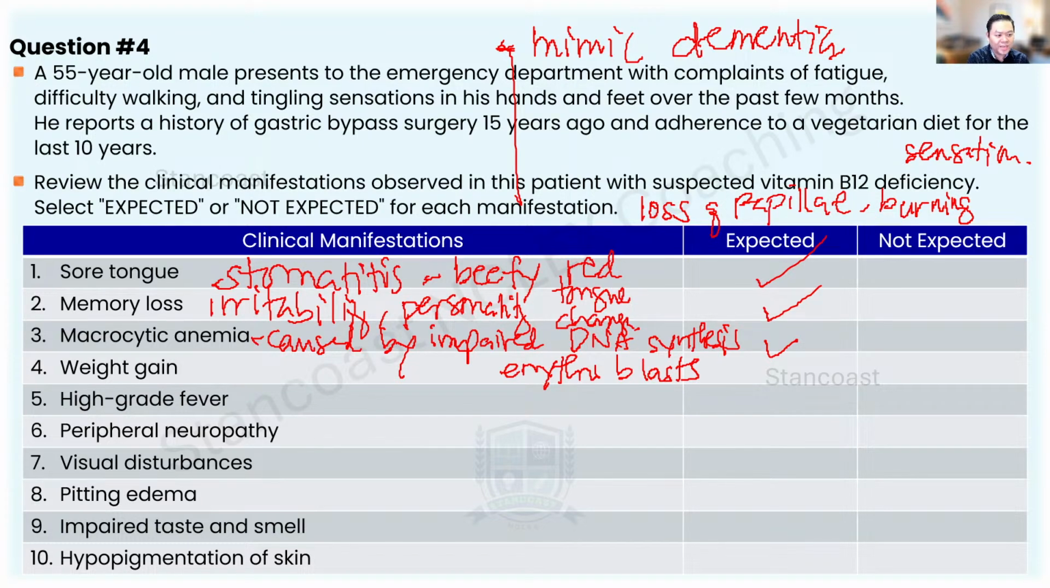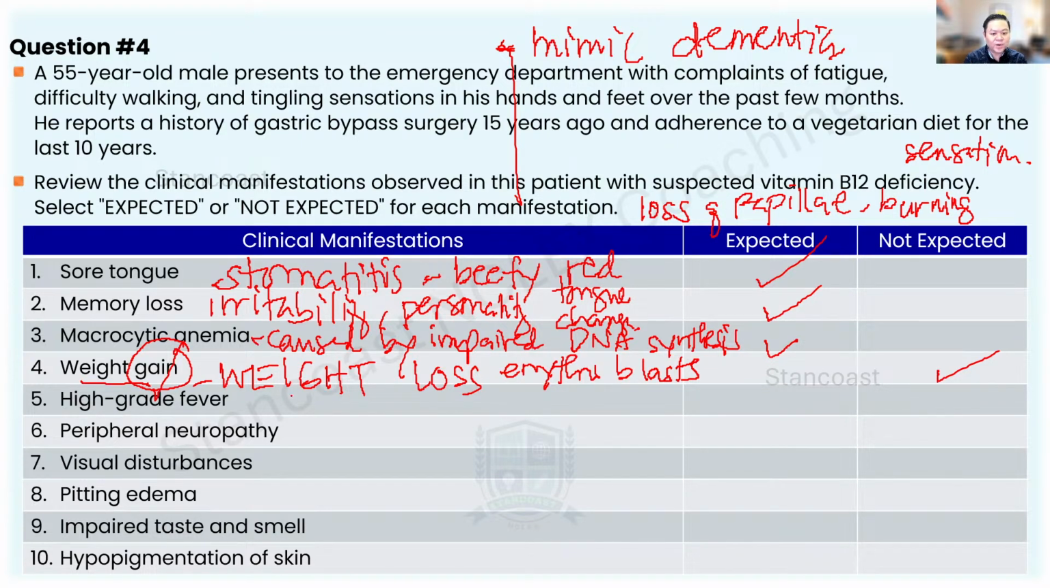Now, talking about the weight gain, what do you think about the weight gain, guys? Is this going to be the manifestation of vitamin B12 deficiency? Let's take a look. Weight gain. Well, the answer to that is not expected. It's not a typical manifestation of vitamin B12 deficiency. In this type of patients with a B12 deficiency, what they're going to have will be weight loss, not weight gain. So this is weight loss. Take note of that. It's wrong. Not weight gain, but weight loss.